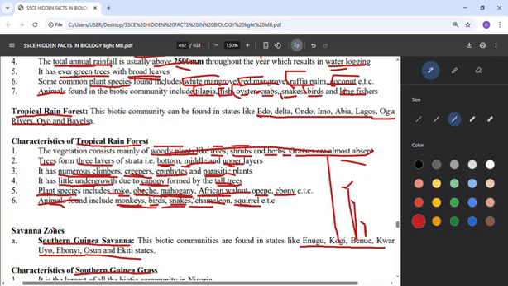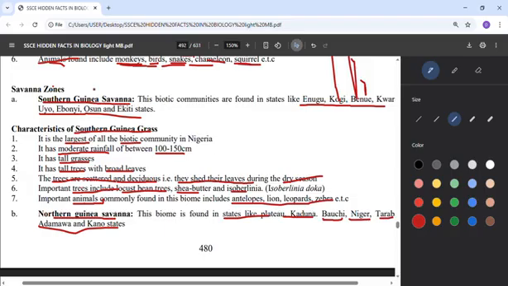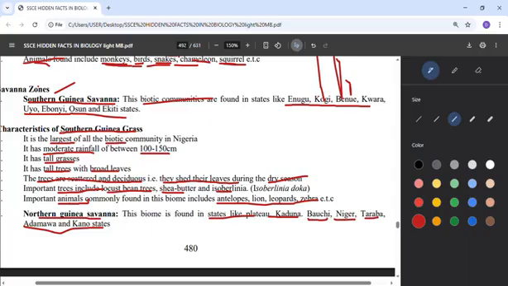So that leads us to the savanna zone, the grassland zone. So we have the southern Guinea savanna. These biotic communities are found in states like Enugu, Kogi, Benue, Kwara, Uyo, Ebonyi, Osun, and Ekiti states. So that's where we find this southern Guinea savanna, because there are grasses in all these environments.